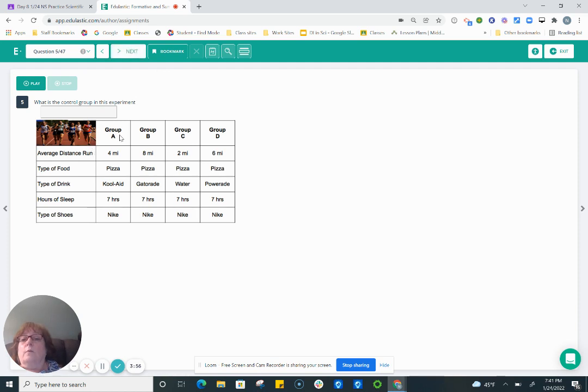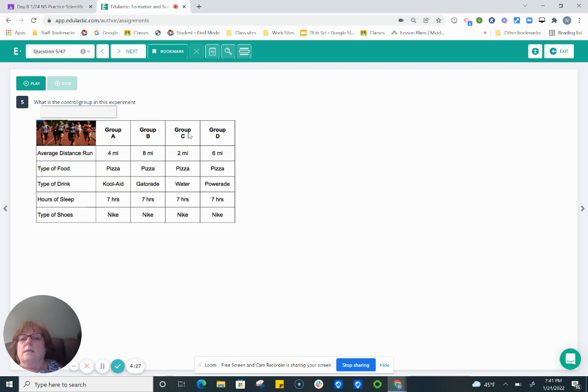Here you have obviously people running. You have group A, B, C, and D of runners. And if we look at the average distance they run, well, they're all running different amounts. They all had pizza. What's different here is what they're drinking. They all got the same amount of sleep, and they're all wearing the same kind of shoes.